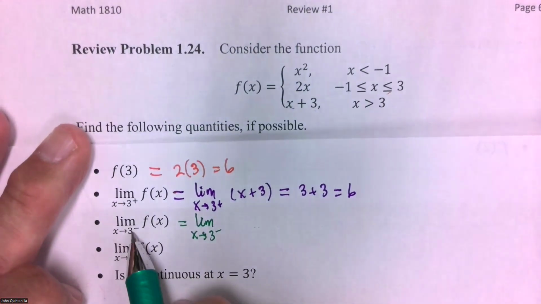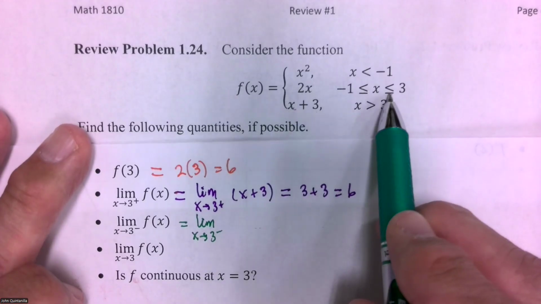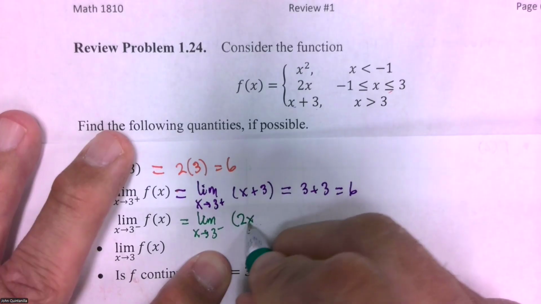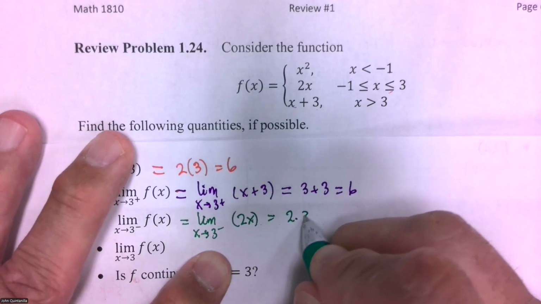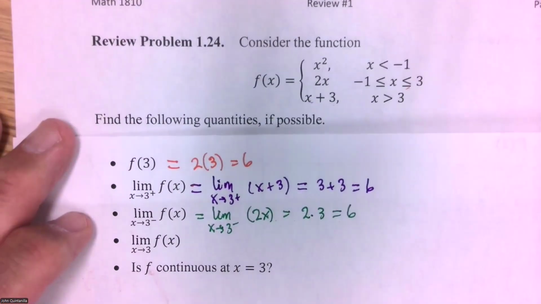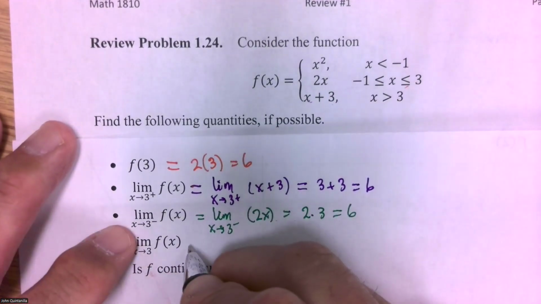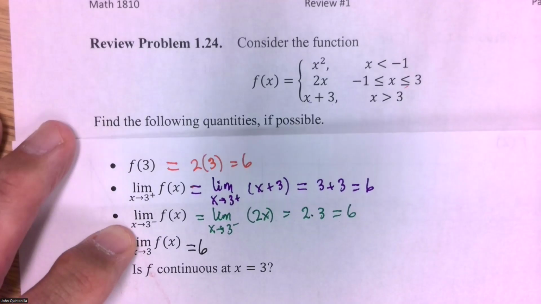If x is a little bit less than 3, then I use the middle rule here. So that'd be 2x. So 2 times 3, and that is also equal to 6. And so these two are the same, and therefore the double-sided limit is equal to 6.